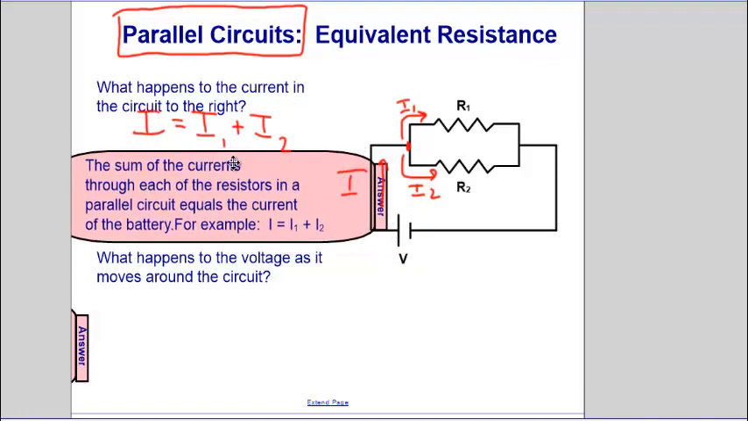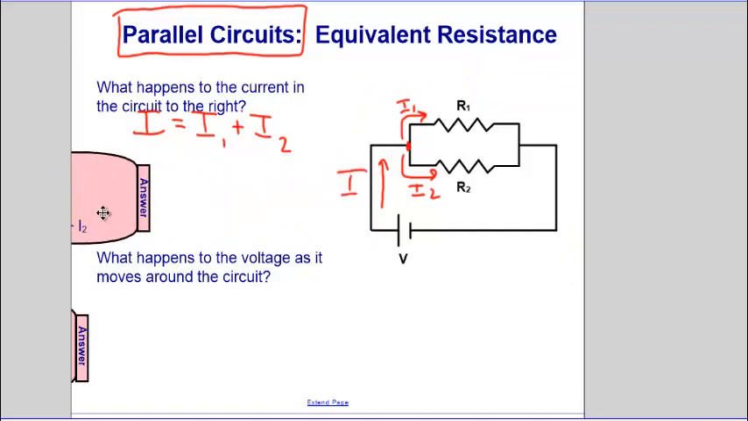So the branches, I1 and I2, would have to give you the total current. Now, let's put this away for a moment. You can rewind that and pause it to see it. Now the question is, what happens to voltage? If I start here and travel, I come up through some voltage of the battery, we'll call that V. And then when I take this bottom path, I have to come down through R2.